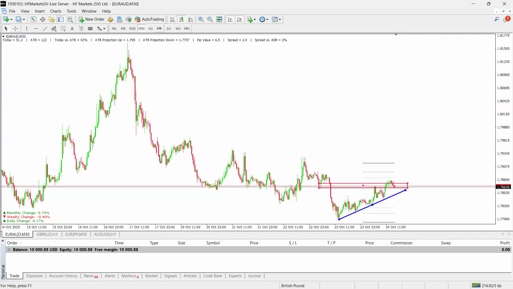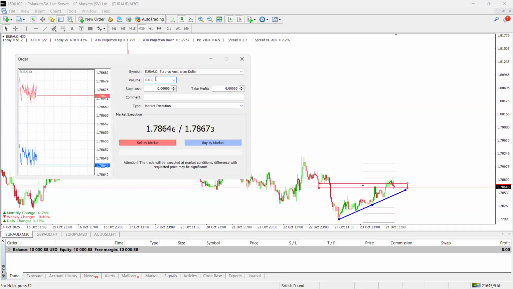For example, let me see if I can use a 0.02 buy for this particular example here. Let's just take a 0.02 buy. This is a dangerous game because it's in a live account, but don't worry, it's fine.